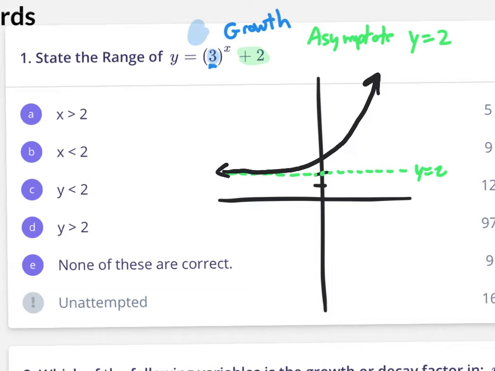How about the y-intercept? Do you guys remember how to find the y-intercept in Algebra 1? In Semester 1? You set x equal to 0 and then solve. Okay?